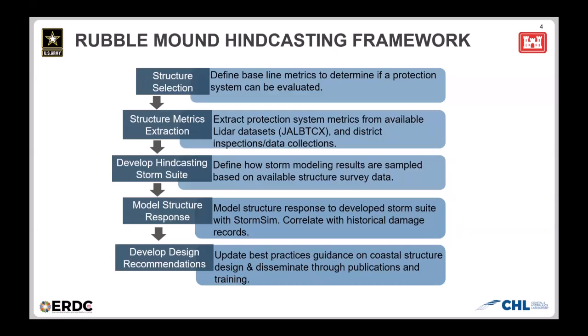And finally, once we finish up modeling the structure responses, there's obviously going to be in-depth data analysis of the results, so we're able to spin up the best practices guidance on coastal structure design when we're talking about using the probabilistic methods that are provided by StormSim.